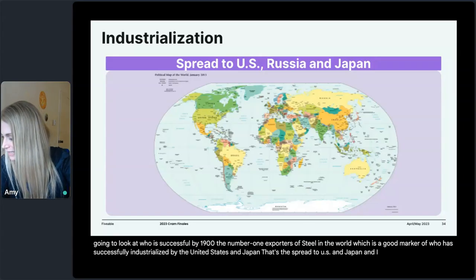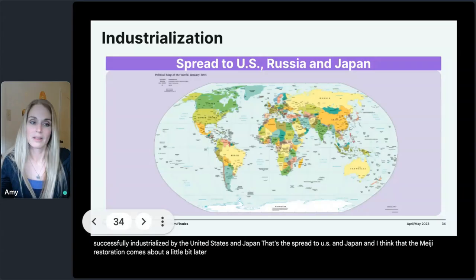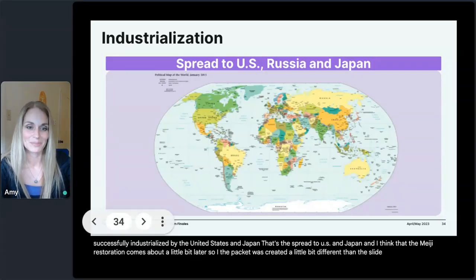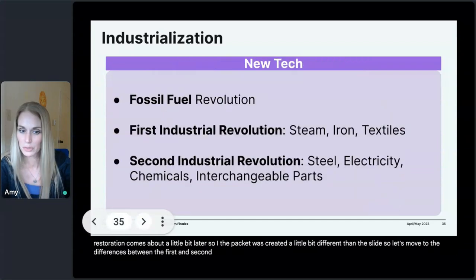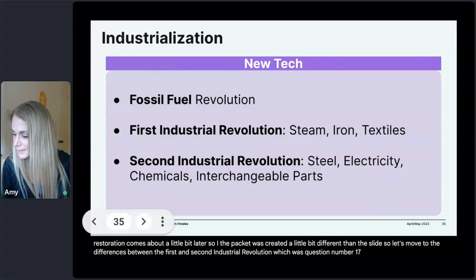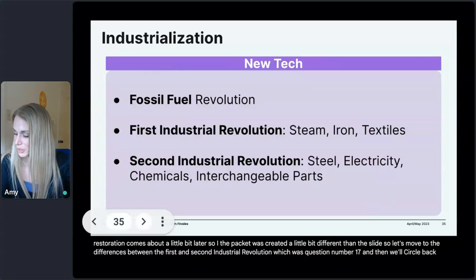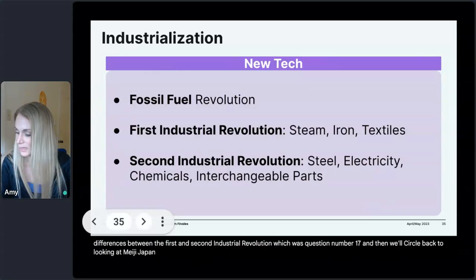And I think that the Meiji Restoration comes about a little bit later. Sorry, the packet was created a little bit different than the slides. So let's move to the differences between the first and second industrial revolution, which is question number 17. And then we'll circle back to looking at Meiji Japan a little bit later.